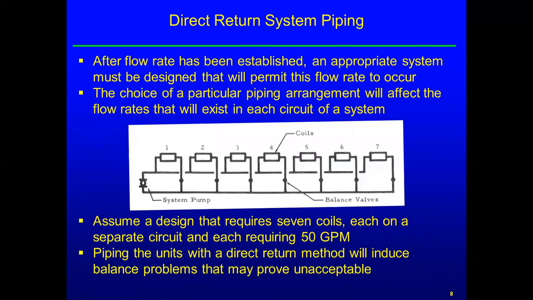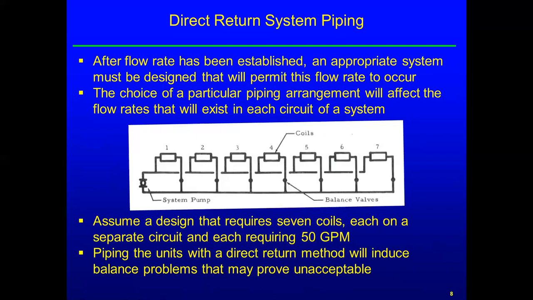Okay, let's look at the direct return. We've talked about this, we introduced it before. After we've established the flow rates, the system must be designed that will permit this flow rate to occur to our varying zones. The choice of particular piping arrangement affects the flow rates that you're going to get in each circuit. So we're showing, say, 7 offices or 7 different rooms that are going to be conditioned.